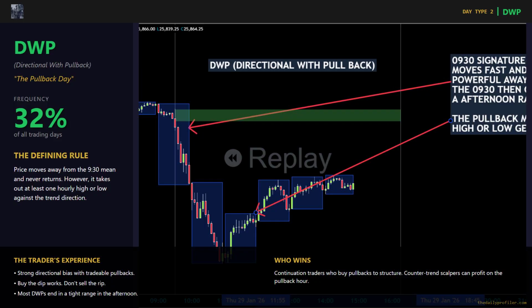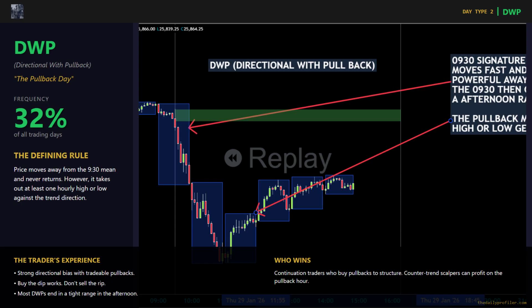Day type 2, DWP, directional with pullback. This is 32% of all days. The second most common environment. Here's the defining rule. Price moves away from the 9:30 mean and never returns. The trend is established early and it holds. However, and this is the key distinction, price takes out at least one hourly high or low against the trend direction.